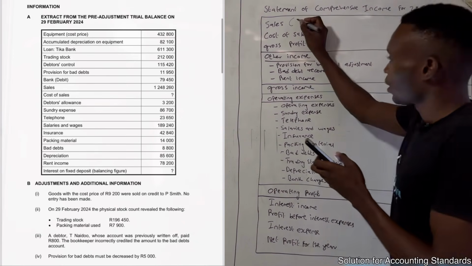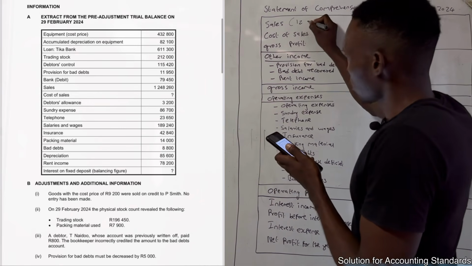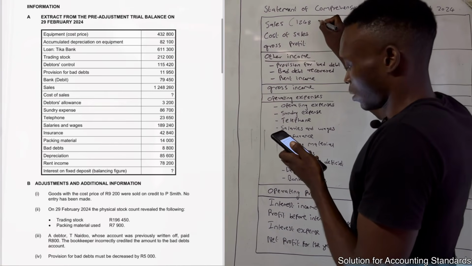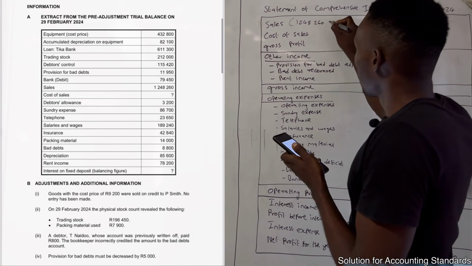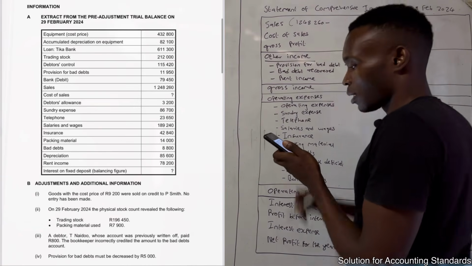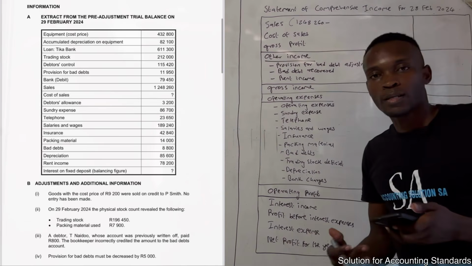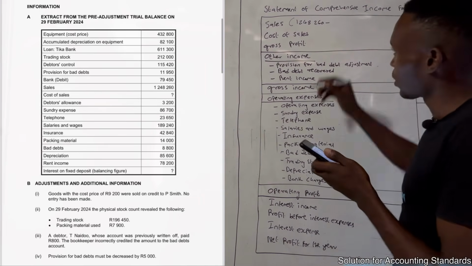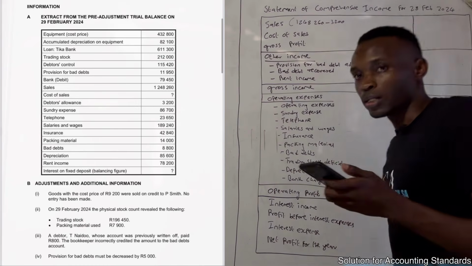Okay, let's start with this amount of 1,248,260. Then we subtract. Debtors allowance simply means that the customer has returned the goods. We must subtract it because we can't count it as a sale while it was returned.